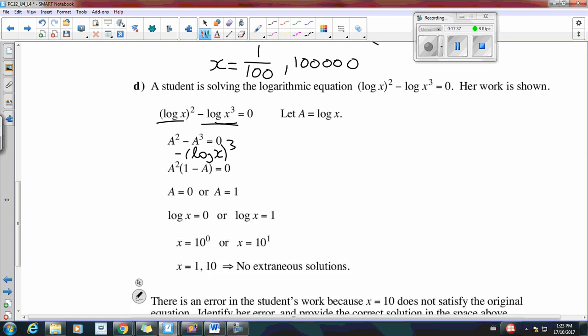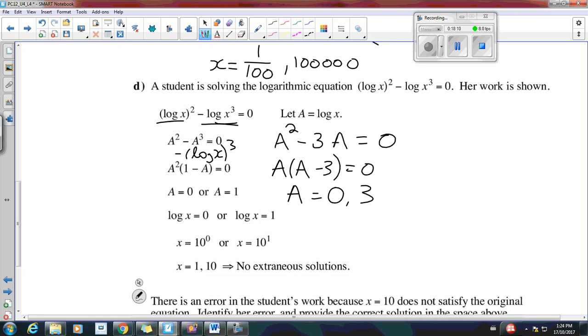So for the second expression here, we could use our log laws. What she should have had was a squared minus, well, we could write this as 3 log x, but we're replacing log x with a. So she could come up with this. Factor on this side, and I would get a equals 0 and 3. Now remember, you need to go back to your expression. A was the log of x.